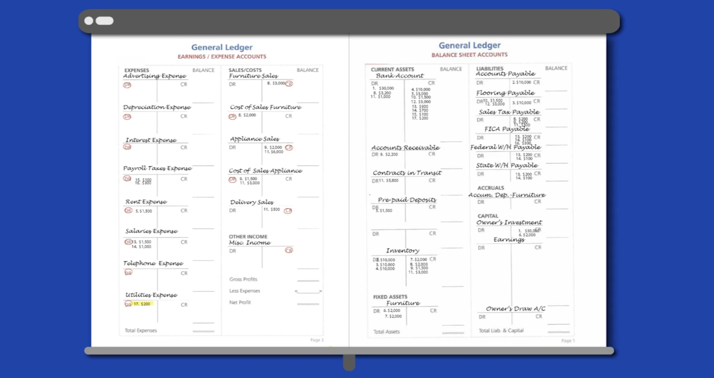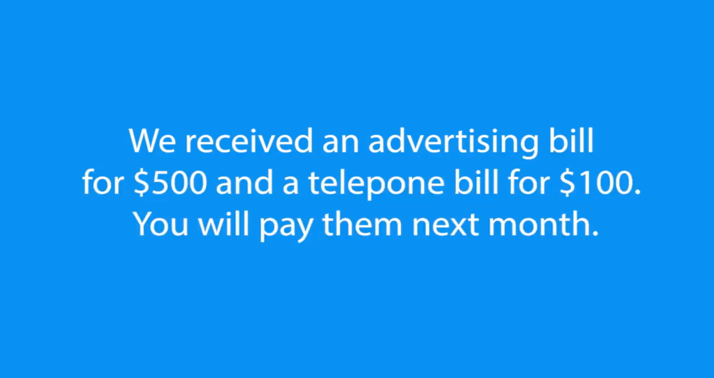Number 18. We received an advertising bill for $500 and a telephone bill for $100. Two separate bills that we don't have to pay until next month. So we're not going to write the check right now, but we do need to recognize that we owe them. We've consumed it, it's used up, we just haven't paid it and won't pay it for 30 days.